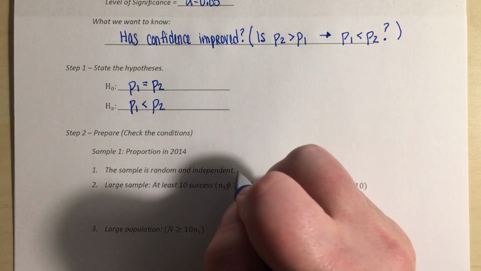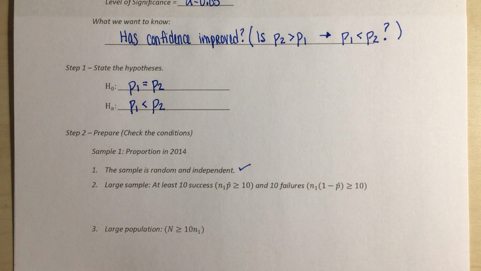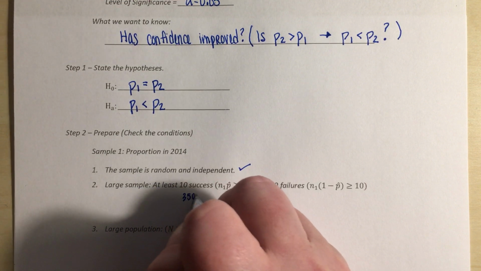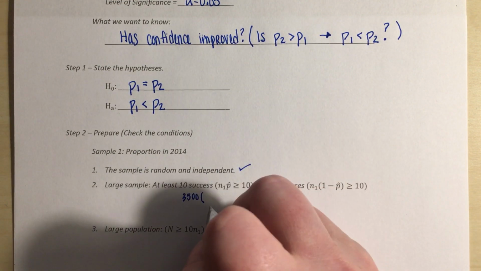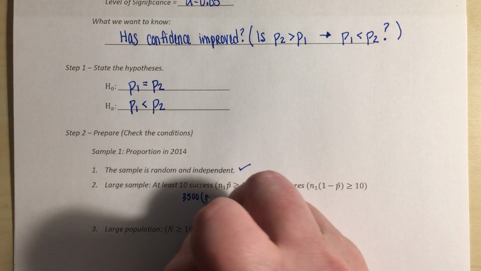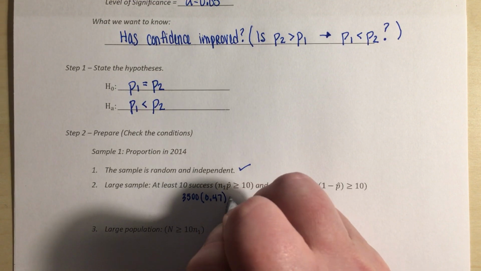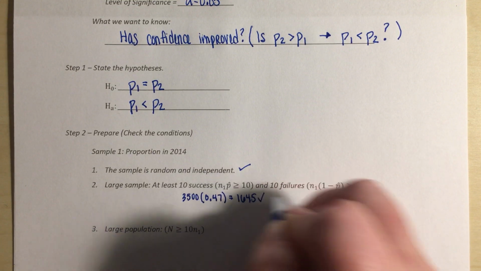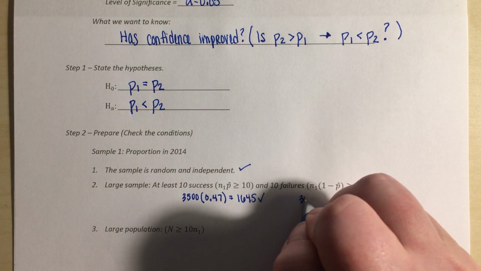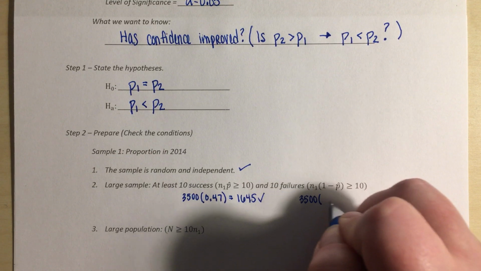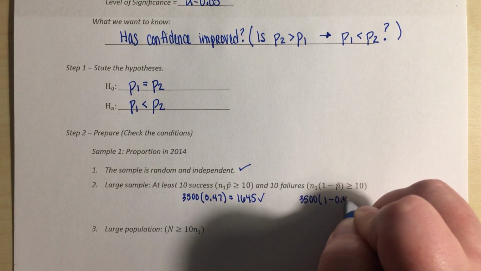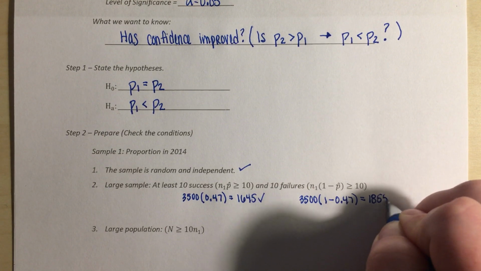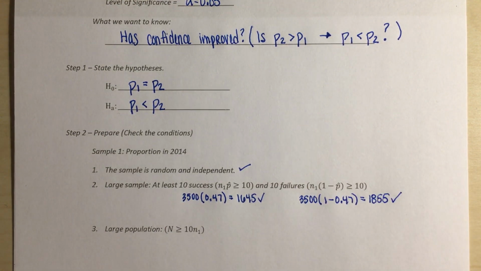All right, so now we're going to check our conditions. Our sample from 2014 is random and independent. Yes, we're going to assume that is true. We're going to take 3,500 times p hat, which is 0.47. That gives us 1,645, which is clearly big enough. And then 3,500 times 1 minus 0.47 gives us 1,855, which is also big enough.